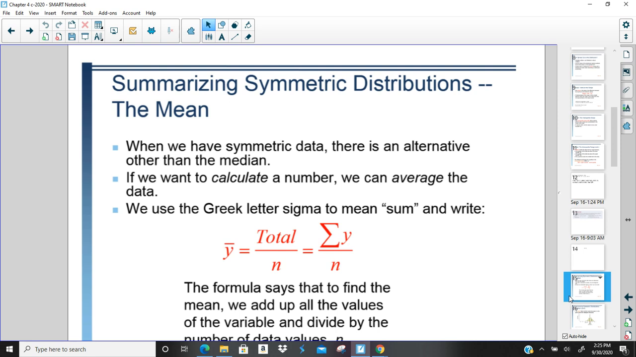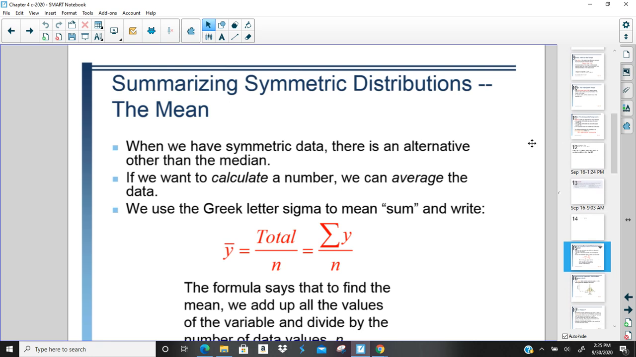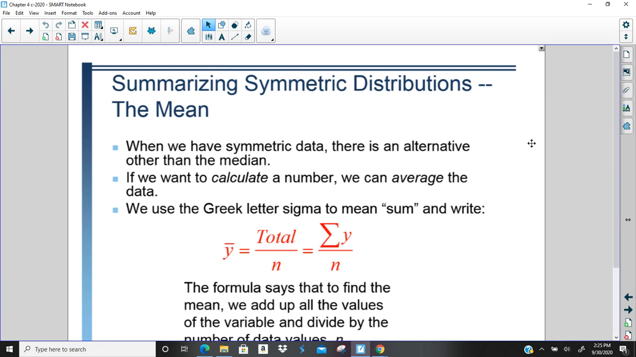Easy enough. They have this fancy formula in front of us here, but we all know it's just going to be adding up the total number of items that are in the data set and dividing that by the number of items that are there. So fancy formula, fine, but the mean is also the average. Okay, we use mean when we have symmetric data. We will use median when the data is skewed.